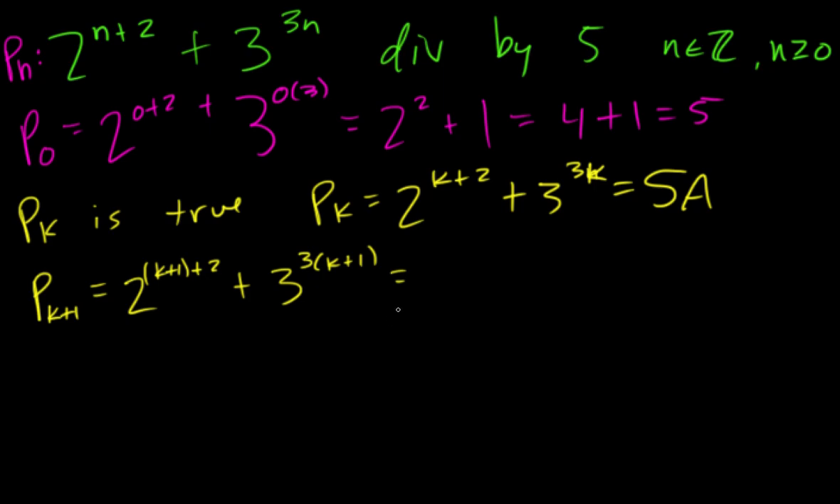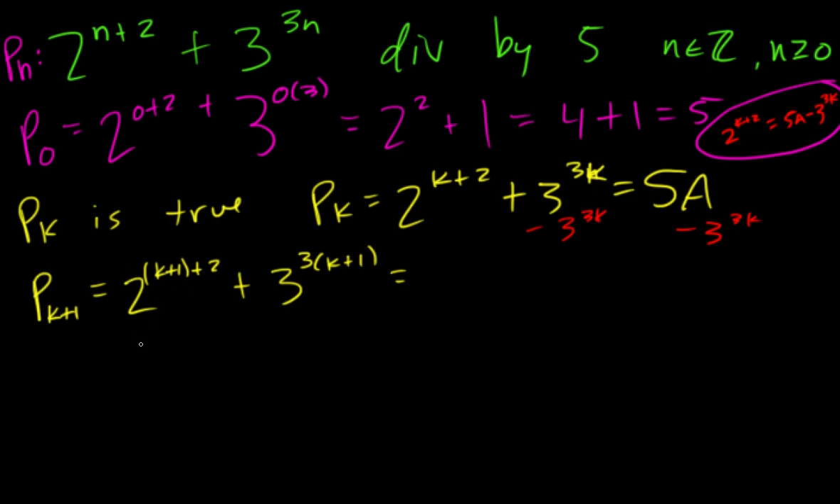Okay, so now we just have to manipulate this until we can show that it's divisible by 5. So we're going to do something similar to what we did on the last one. I'm going to subtract this onto this side. So we know that 2 to the k plus 2 is equal to 5a minus 3 to the 3k. So this is going to be important in a second.